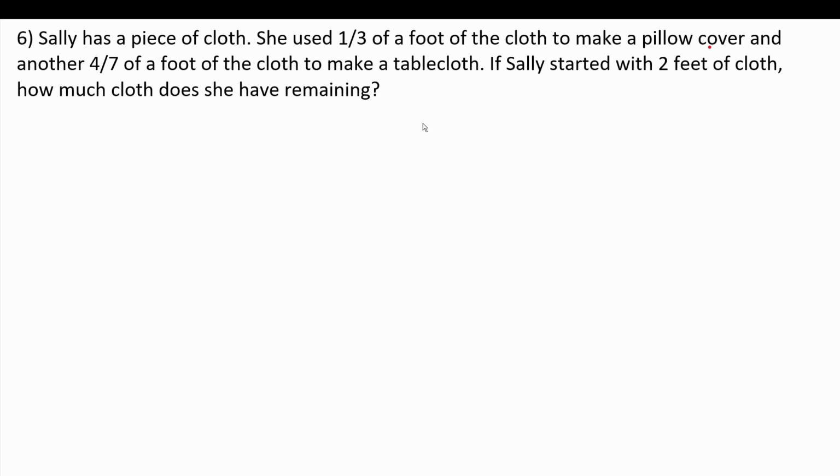All right, number 6 says Sally has a piece of cloth. She used 1/3 of a foot of the cloth to make a pillow cover and another 4/7 of a foot of the cloth to make a tablecloth. If Sally started with 2 feet of cloth, how much cloth does she have remaining? So for this one, we're going to represent it like this. She started with 2 feet. She used 1/3 of a foot to make a pillow cover and 4/7 of a foot to make a tablecloth.